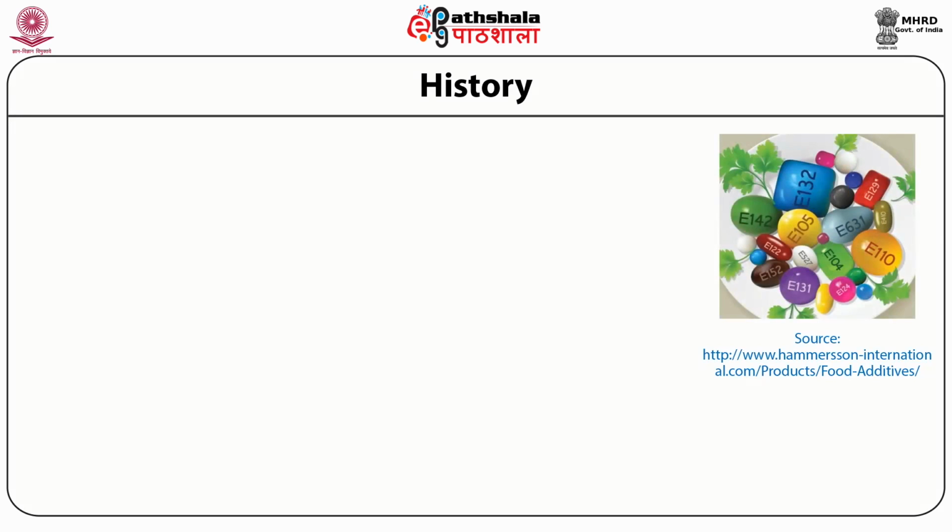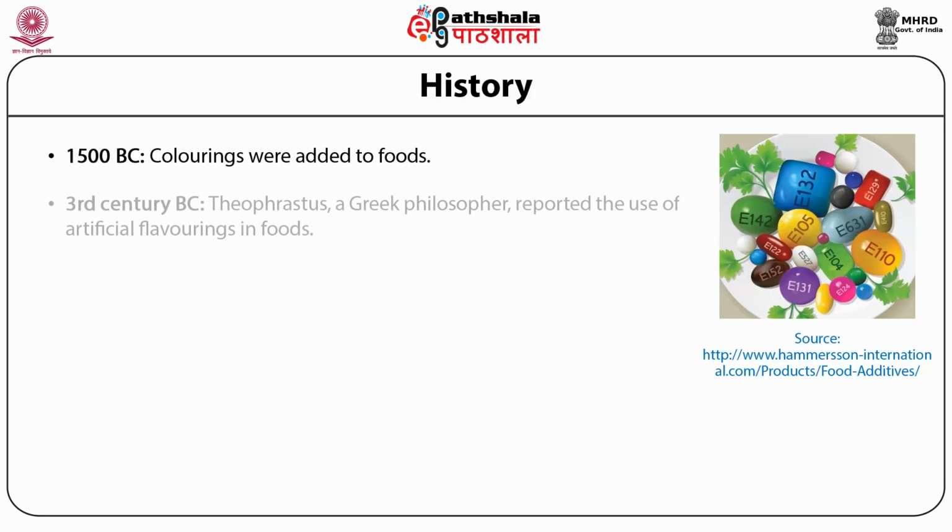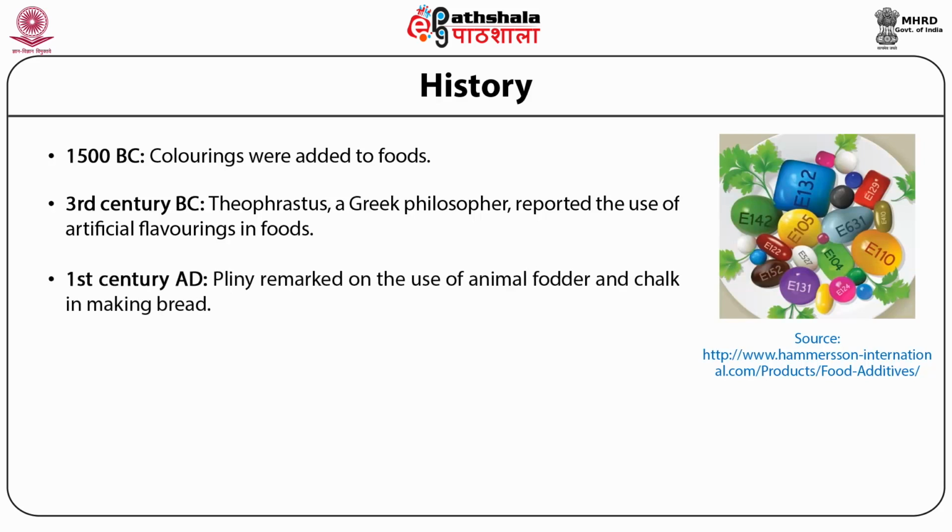So we'll start with the history of food additives. Now we all know that food additives have been added for thousands of years. The first reported adding of food additives was in 1500 BC, where colorings were added to foods. Then, during the 3rd century BC, Theophrastus, a Greek philosopher, reported the use of artificial flavorings in foods. In the 1st century AD, Pliny remarked on the use of animal fodder and chalk in making bread.